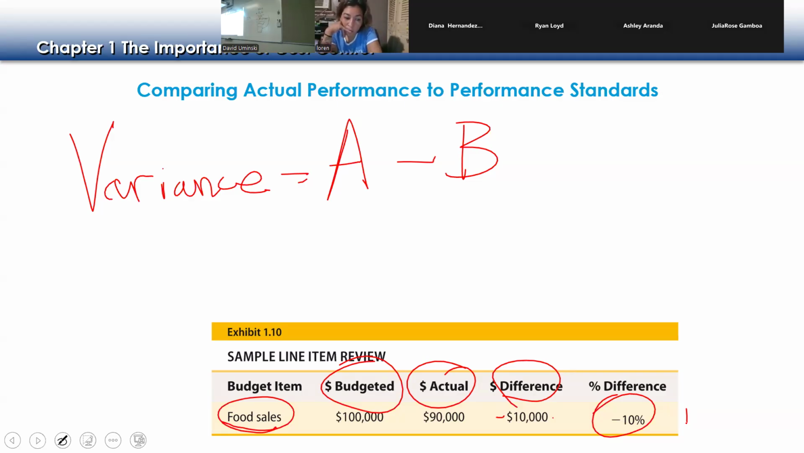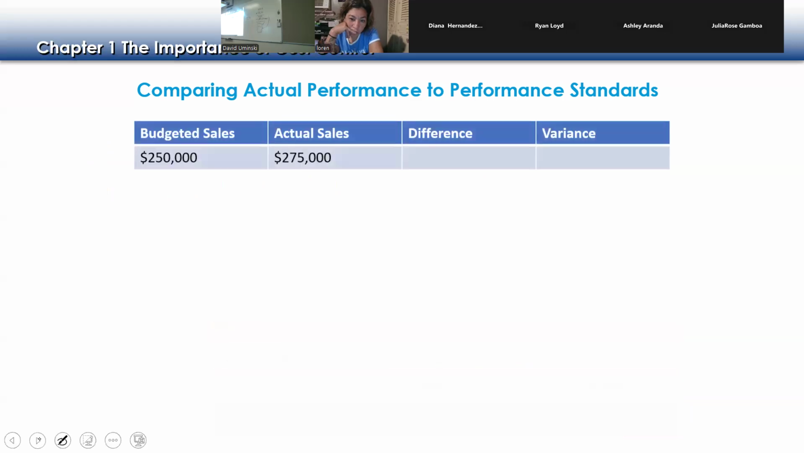Is it always A minus B? Always actual minus budgeted. Always, always, always. Just like in profit and loss it's sales minus expenses. Because remember, we're taking what we actually did and we want to subtract what we thought we were going to do. And then that will give us a positive or negative number. Good question. So let's do another couple of examples.